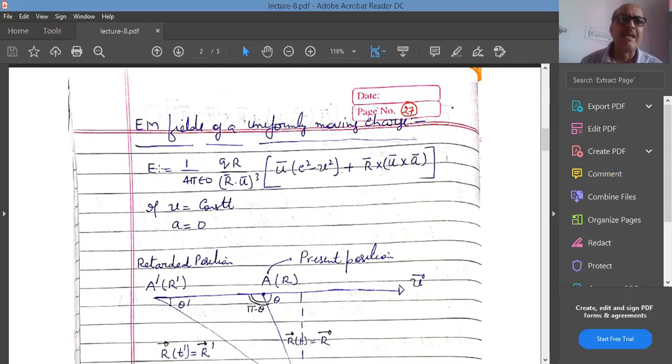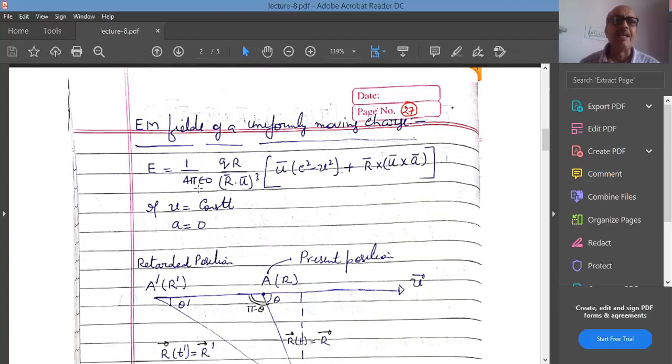What you have to remember here is that this R is the retarded position of the charged particle. The first term is called the Coulomb term or the velocity term, and the second term is called the acceleration term or the radiation term. We have already discussed the physical significance of these two terms. So our task today is to convert the electric field and the magnetic field expressions in terms of the present position of the particle.